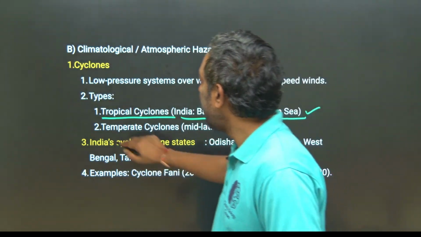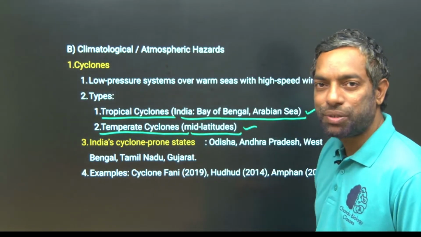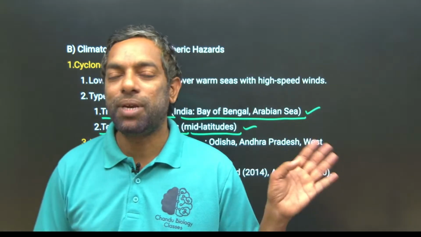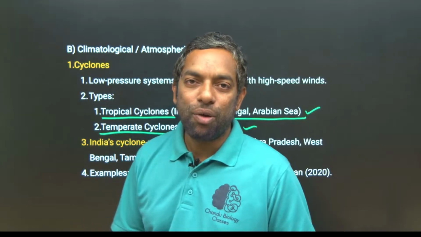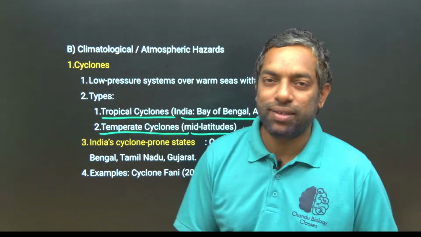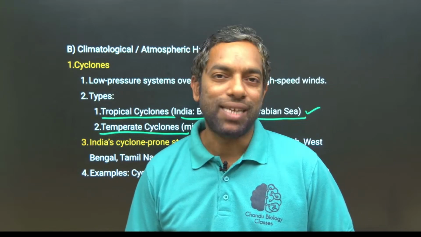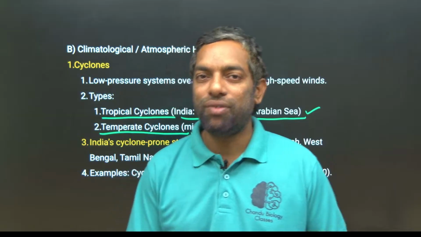And temperate cyclones, that is mid latitudes. Mid latitudes mean the Europe area, the Atlantic Ocean or Pacific Ocean. If any low pressure belt is created in the seas or oceans there, we can call that temperate cyclones. Especially tropical cyclones take place around India.